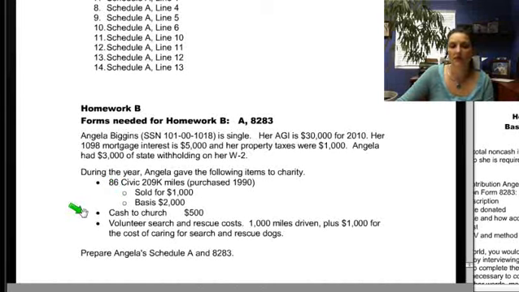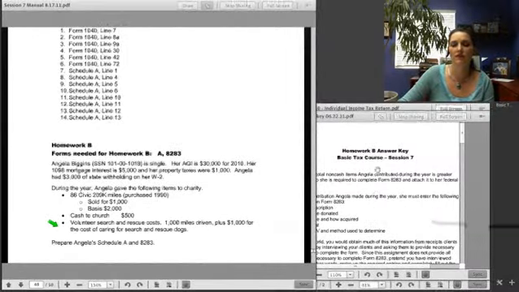She also gave cash to her church in the amount of $500, and she has some volunteer expenses. She drove 1,000 miles for search and rescue, and she also has $1,000 of expense for the cost of caring for her search and rescue dogs.